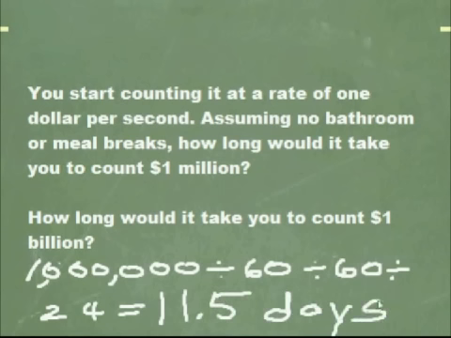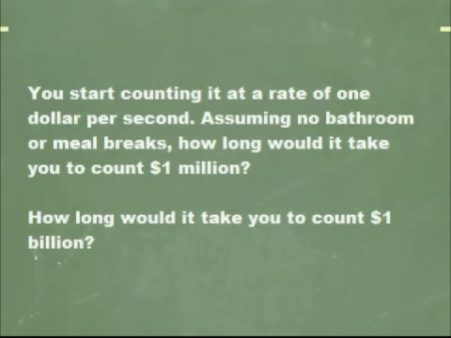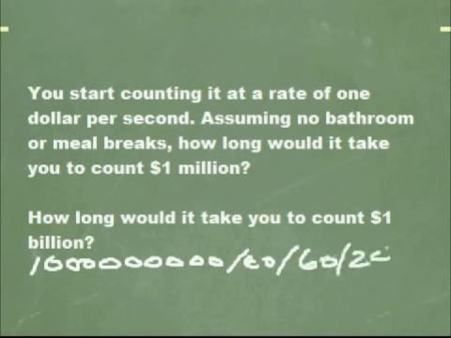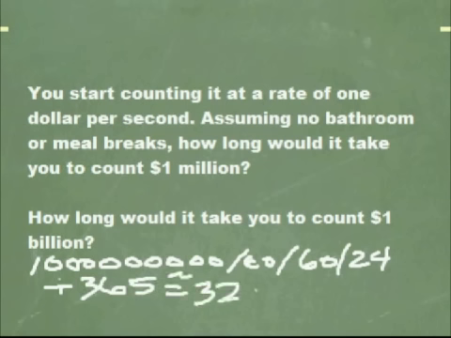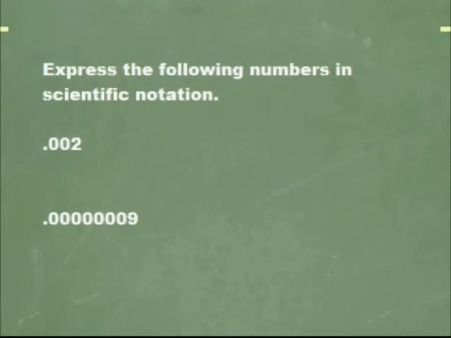Press pause now and see if you can do the same calculation with $1,000,000,000. So if you had to tell somebody the difference, one takes 11 days and the other takes 32 years. Scientific notation lets us describe big numbers. Click pause now and see if you can express the following numbers in scientific notation.